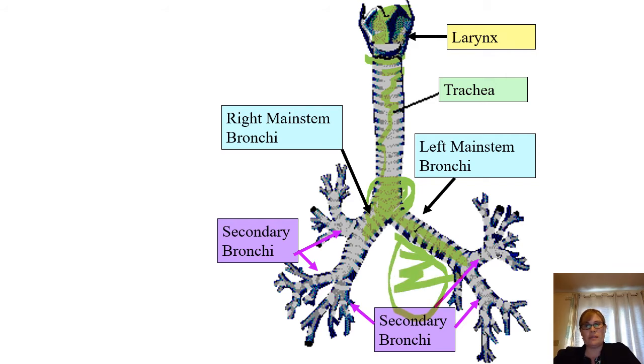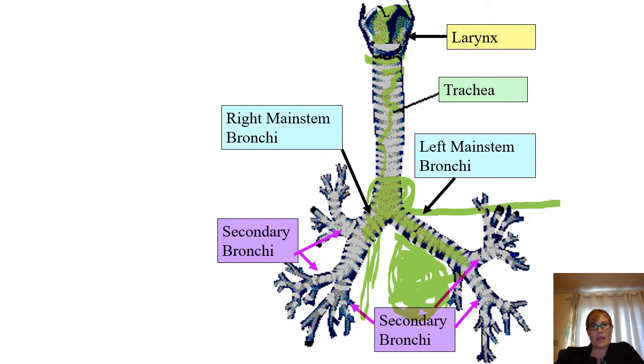And so what this means is that, let me color my heart in here. What this means is that this bronchus, the left main stem bronchus or left primary bronchus, is going to have to be a little bit more horizontal rather than vertical. So it's going to be more this way, whereas the right one will be more this way because of the fact that we have this heart in the way.